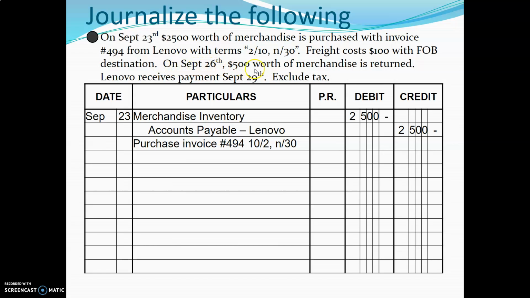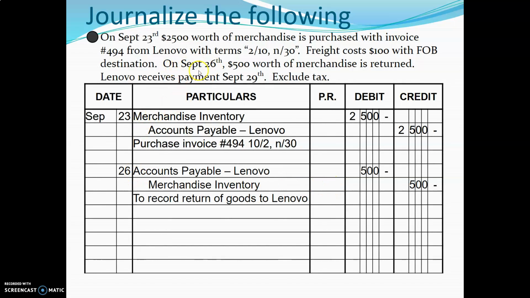On September 26th, $500 worth of merchandise is returned, so that means this is before we've actually paid it. So we're essentially reversing what we did here. So our accounts payable gets debited and our merchandise gets credited $500. So there's our second entry.